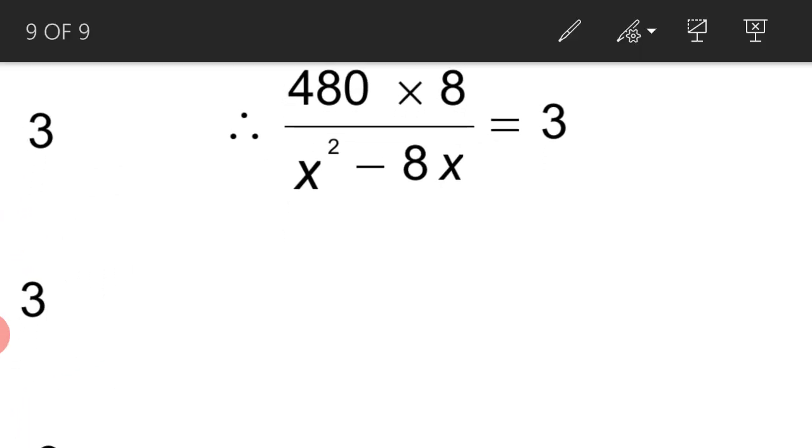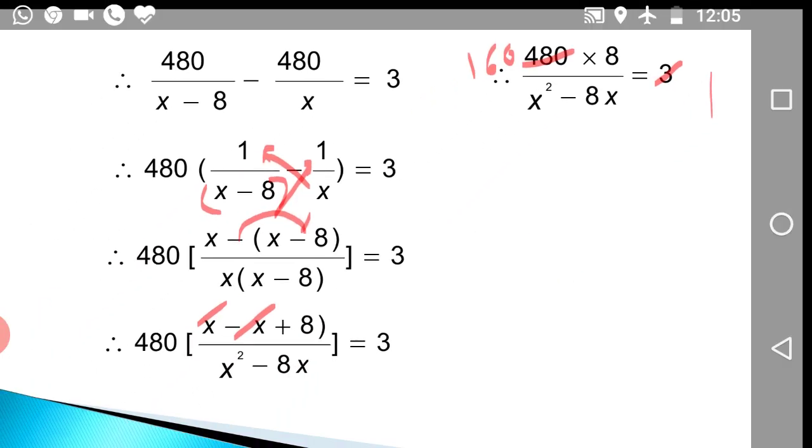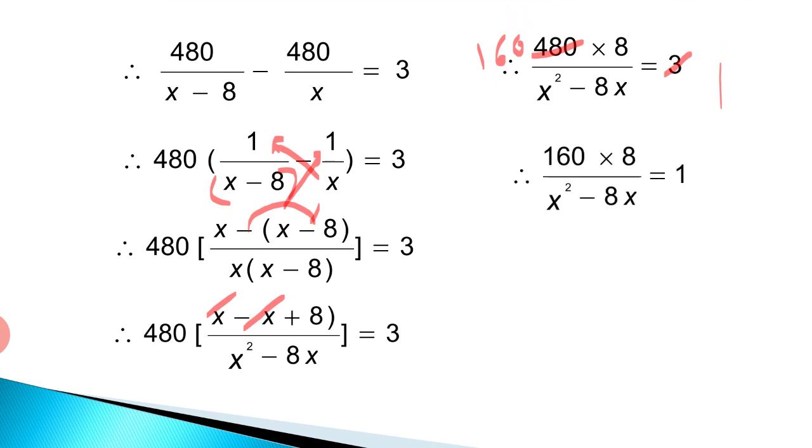Now here, 3 ones are 3, and can we cancel this? 3 ones are 3, 3 sixes are 18, so it is 160 into 8. Is it okay? 160 3s are 480, so we can cancel the numbers, because if you reduce the numbers then the possibility of error is minimized. So we have cancelled that, and then we get again the reduced form of the equation as 160 into 8 upon x square minus 8x is equal to 1.